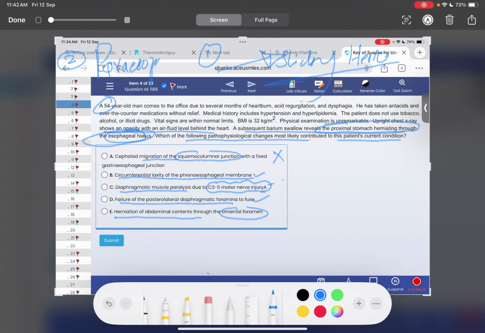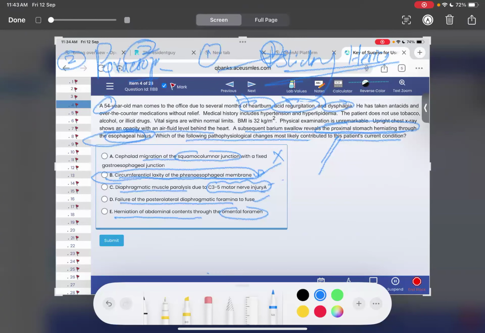The most common hernia in a patient having heartburn, regurgitation, and dysphagia, this patient having GERD, and that will lead to antacid use. So it means the patient is having either a sliding hernia, or a paraesophageal hernia. So there is no differentiating point between them. They are not asking about the types, but about the pathophysiology of this hiatal hernia. So it is basically a sliding type, and there is a defect in the phrenoesophageal membrane. Okay.